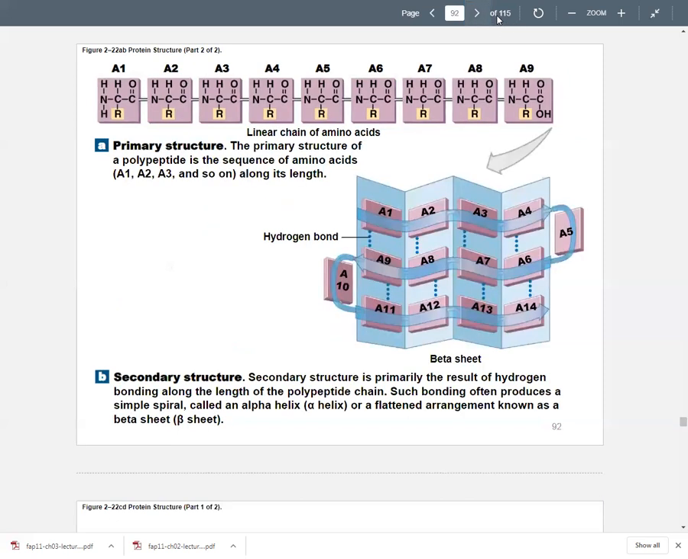All right, so primary structure, we covered that. So here's the other example of secondary structure. Here's your beta pleated sheet. So it just means depending on the arrangement of the atoms, you might get what looks like folds, or you might get what looks like spirals. Okay, and that's all based on hydrogen bonding.